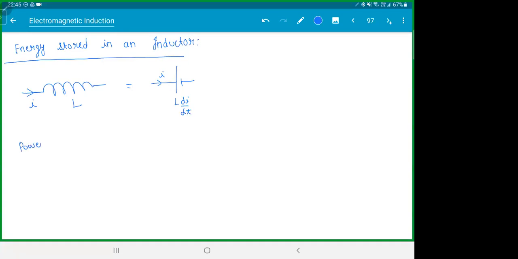We know power is voltage into current. Here the power is being absorbed because the current is going into the battery. So here it is I into L dI by dt. If you take power into dt, integral, this will become integral L i di. Power into dt is energy stored. This will be half L I square. Can you see the resemblance? It looks like half C V square. So the energy stored in an inductor is given by half L I square.